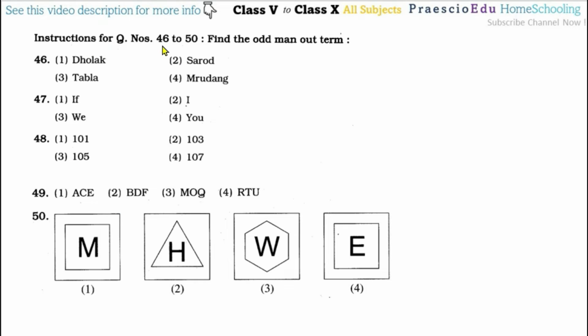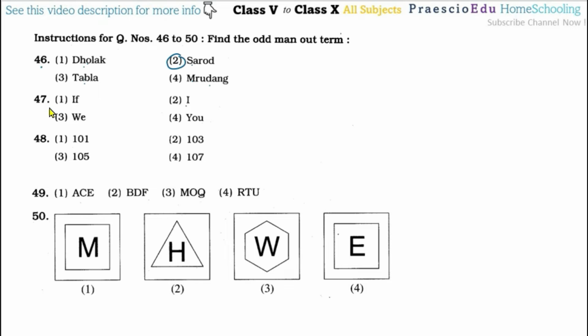Instruction for questions 46 to 50: find the odd man out. So question number 46: dholak, sarod, tabla and mridangam. In this one, sarod is different because it is a stringed instrument. Dholak, tabla and mridangam are played by hitting on a surface, not having strings, by hitting with the fingers, so this sound comes. So that's why option number 2, sarod, is the different one.